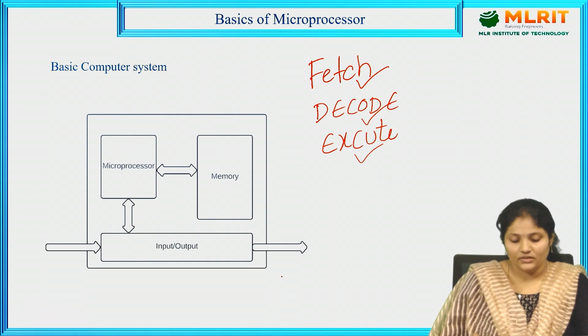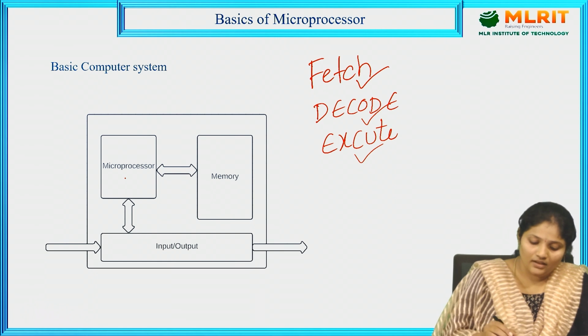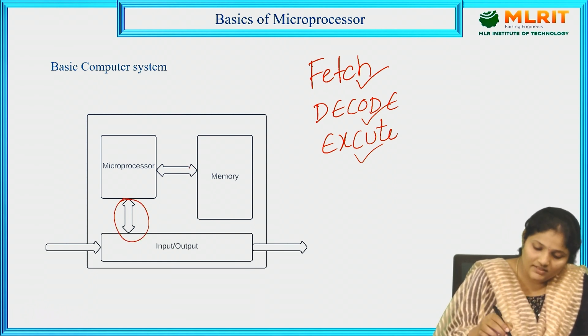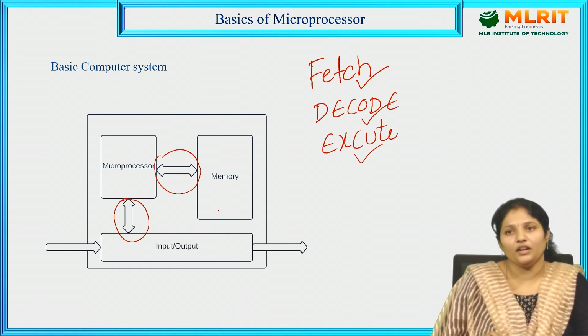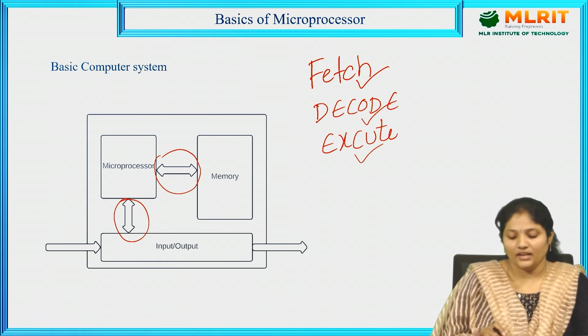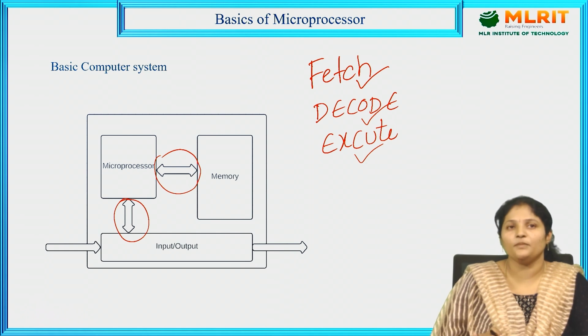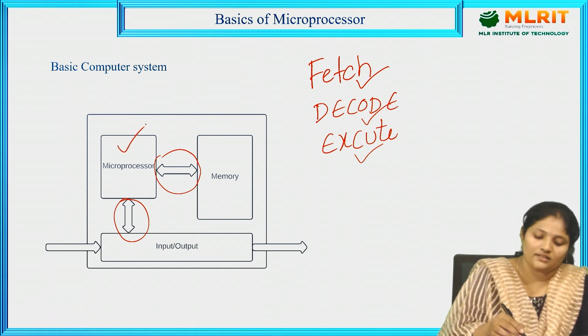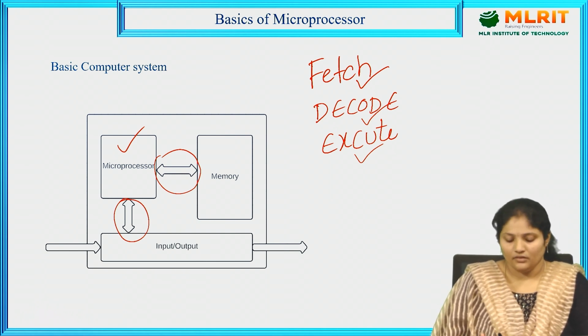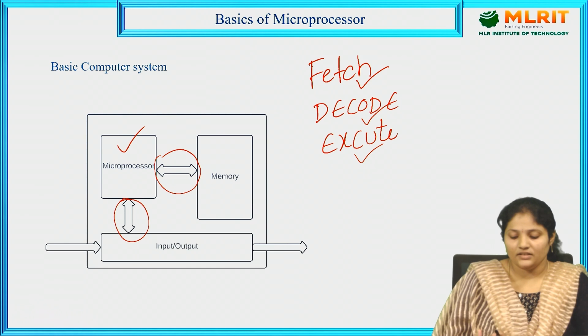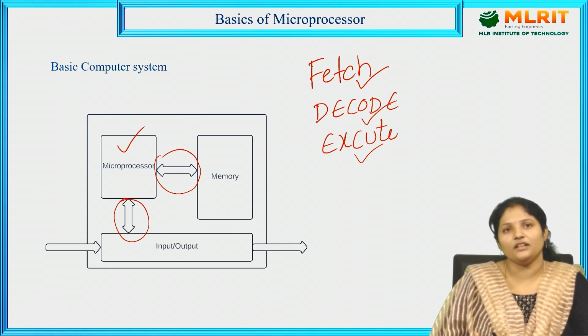If you consider this block diagram of a computer system, the microprocessor is connected with the input and output devices and the memory device. There is no direct connection between the input-output devices and memory devices, because without processing it is not important to connect them. There must be a processing unit, and that processing unit is the microprocessor. It will take input from the input-output devices and fetch the data from the memory.